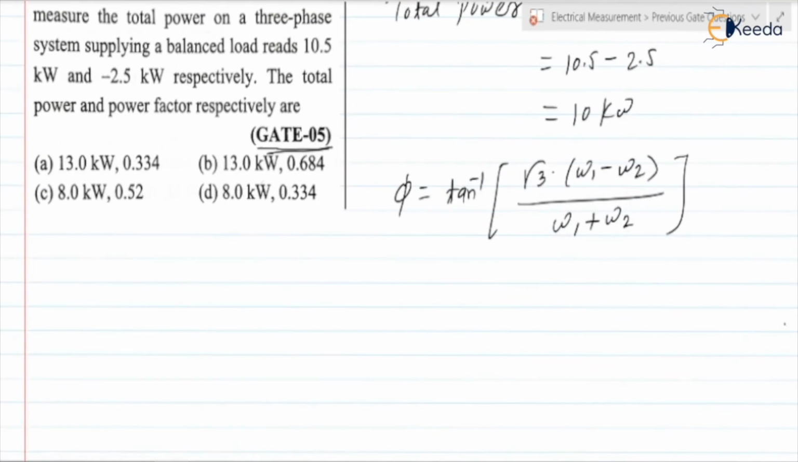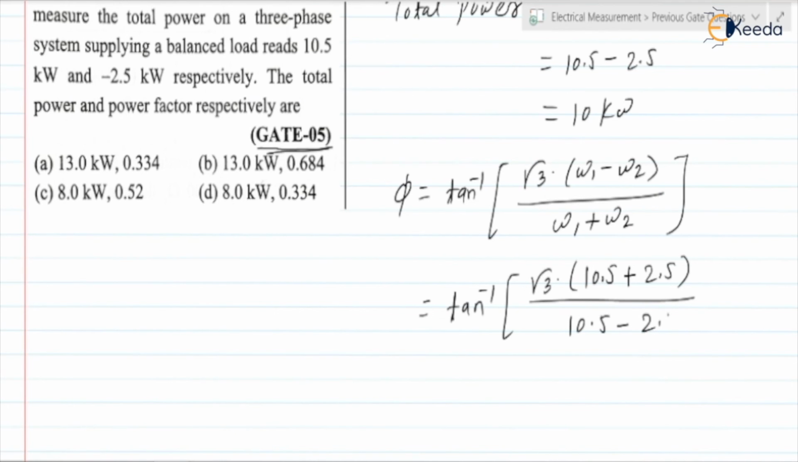Okay, so if you check, phi is equal to tan inverse of root 3 into (w1 is 10.5 minus w2 is minus 2.5, so minus minus will become plus) 2.5, divided by (w1 plus w2), 10.5 minus 2.5. So if you simplify it, we will be getting 70.444 degree, right?